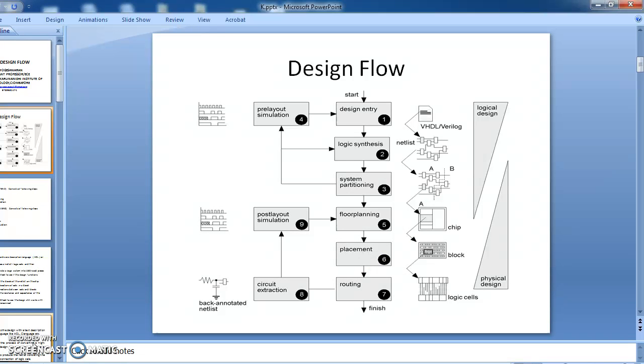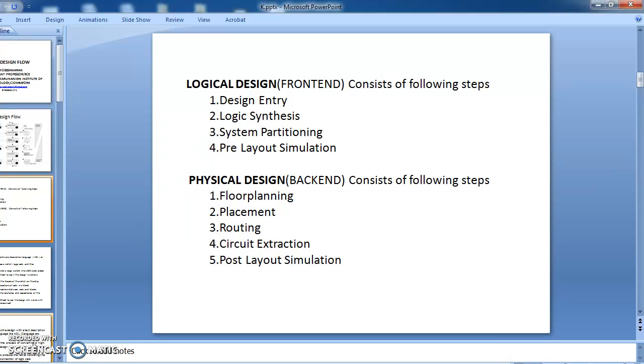In this slide, the basic structure of the ASIC design flow is described. The sequence of steps to design an ASIC is known as the ASIC design flow. The various steps involved in the ASIC flow are given below. The design flow is basically classified into two designs. The first one is logical design, the second one is physical design. Logical design consists of the following steps: design entry, logical synthesis, system partitioning, pre-layout simulation.